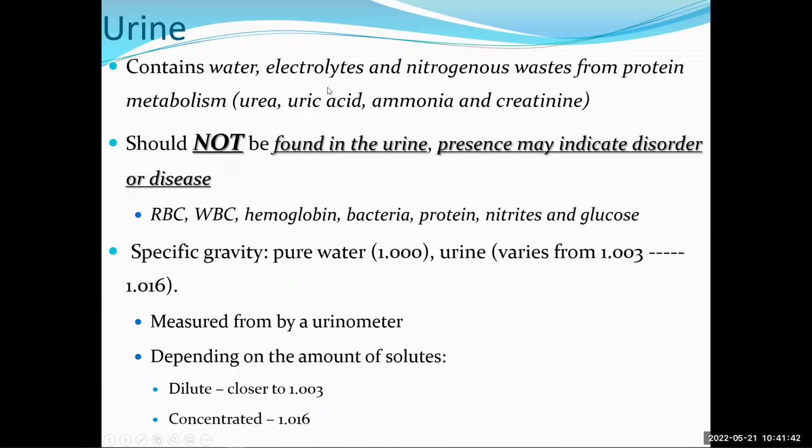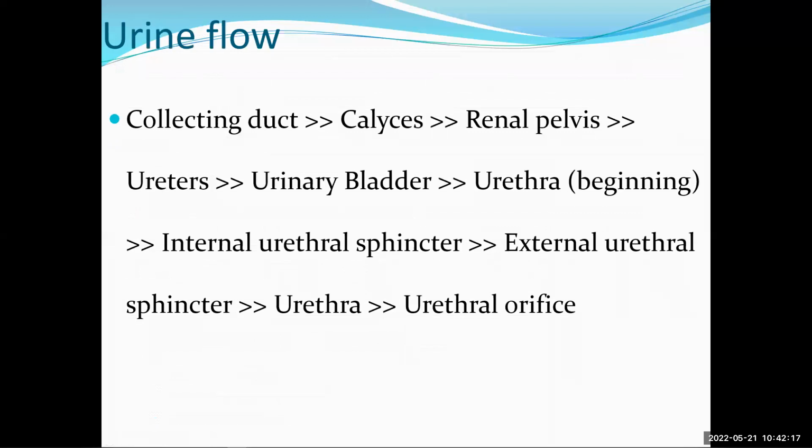Urine, right, contains water, electrolytes, and nitrogenous waste from protein metabolism. Of course, urea, uric acid, ammonia, and creatinine, all of these things present there. In terms of the composition of urine, specific gravity of water is 1, and urine varies from 1.003 to 1.016. It is measured by an instrument called a urinometer, and it depends on the amount of solute. So when you're dilute, you're closer to 1, and when it becomes more concentrated, the number goes up. So that's the final thing we want to look at in terms of the flow.